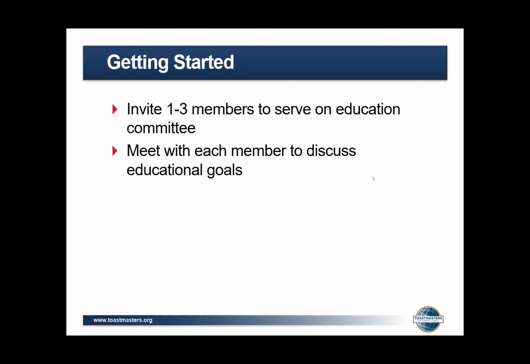So this is how you get started. By your first steps, try to form a committee and then meet with every member to get their goals, to get a clear understanding of what they want to accomplish this year.